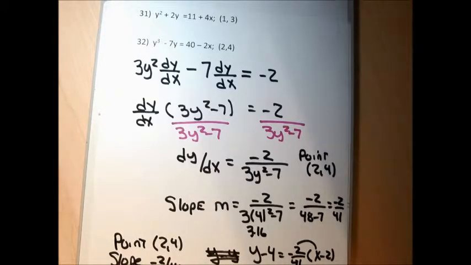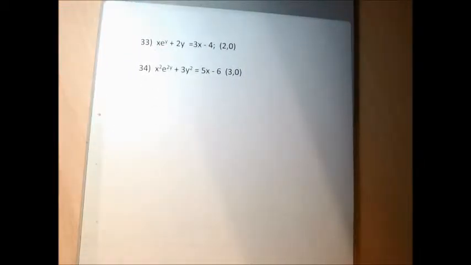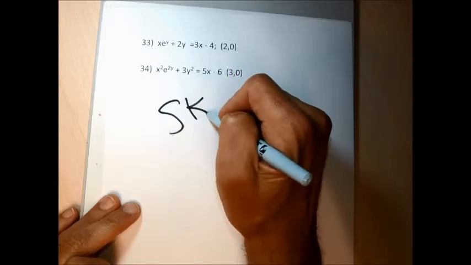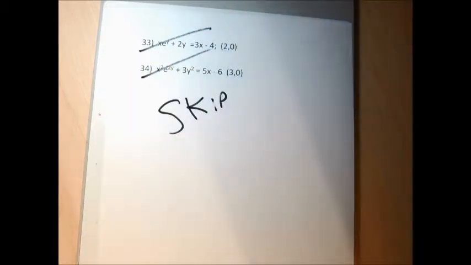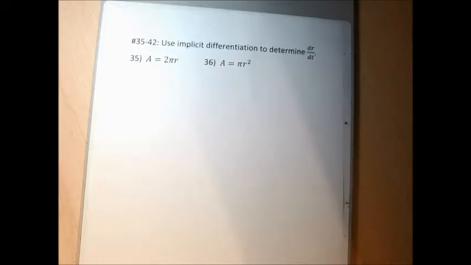So do 31. I'm voting for both of us to just skip these. I know I wouldn't put a problem this nasty on the test, so just skip that and do it if you really want to. But boy, that looks like it's going to be a mess.